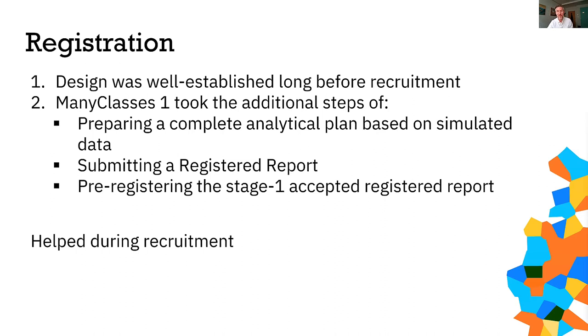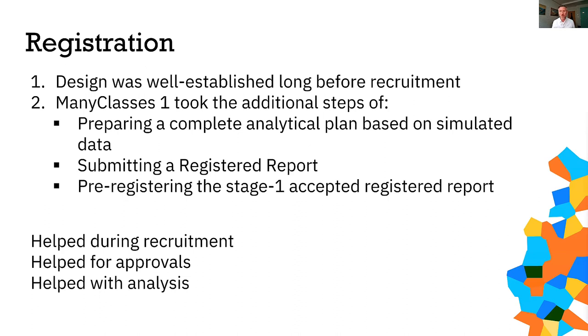This had a few benefits. One is that it helped dramatically during recruitment. When we went to a university and said, this is what we're going to do, you don't just have to trust our word for it. We've got this public registration of it, and this provisional acceptance in a journal. So it was easier to recruit institutions and teachers because we had been so transparent about what the research was. It also helped for security approvals, to have researchers say, here's exactly what I'm going to do, here's exactly the data points that I'm asking for, and I've thought through what the relevance is. That was really useful. And having done that made the downstream analysis pretty easy as well. We had already thought through what the analytical pipeline would be.